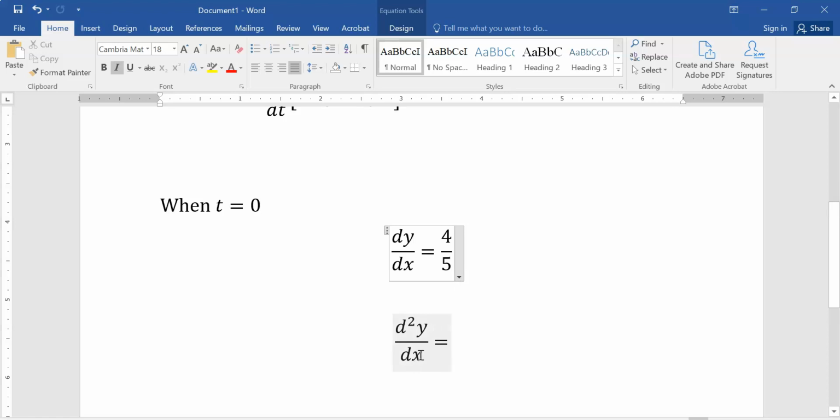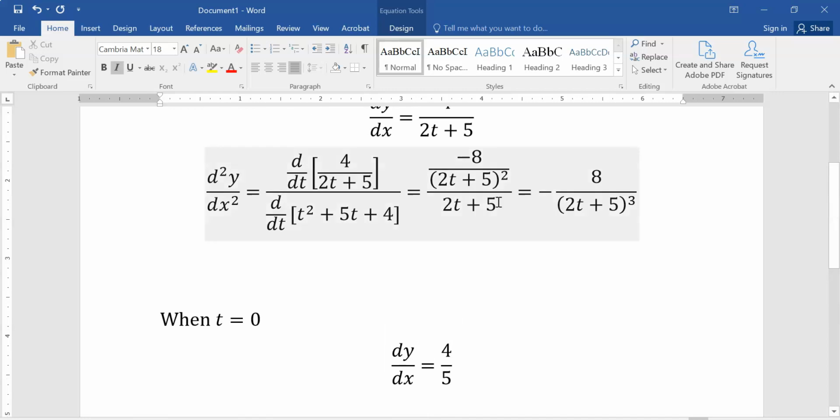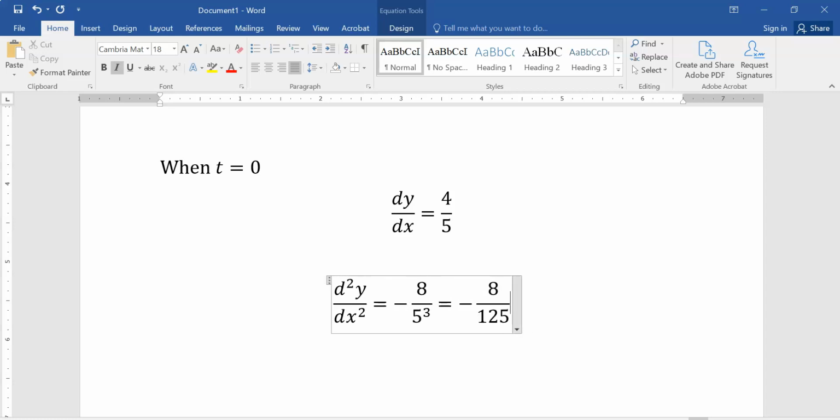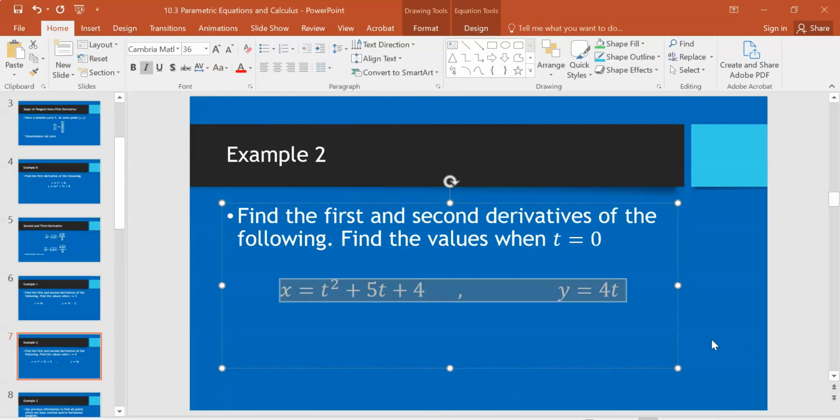Same thing when you plug in 0 into the second derivative. All you have to do is plug in 0 for t, so you end up with negative 8 over 5 cubed. So negative 8 divided by 5 to the third power, which is negative 8 over 125, if you want to say it that way. So there you go. Plugging in t equals 0, not a huge deal, hopefully.